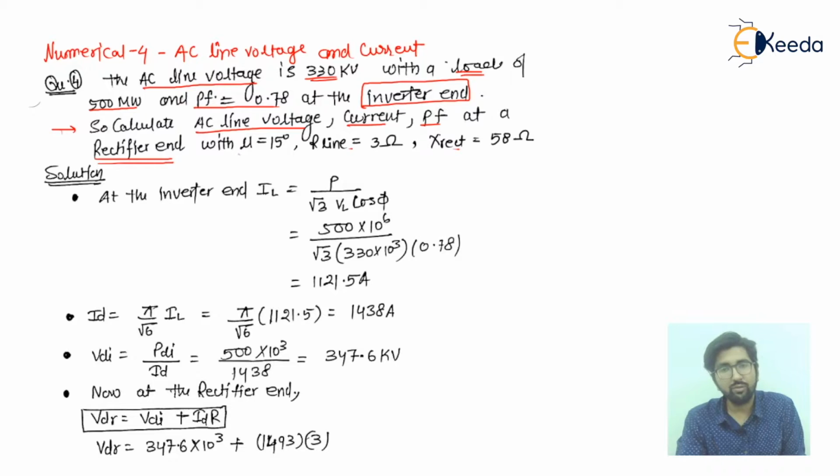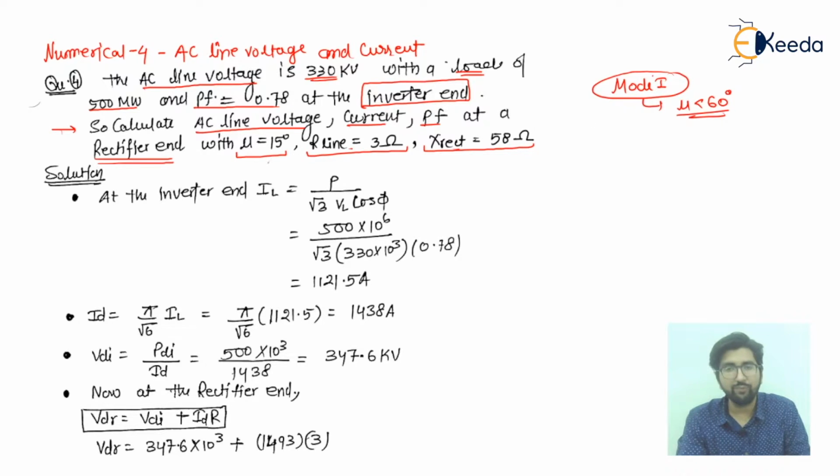Some values are given, which are defined as mu equal to 15 degree, R line equal to 3 ohm, and X rectifier equal to 58 ohm. So these things are given, and it is pretty much easier. But before going to that, what kind of mode is this? This mode is mode number 1, where you go for mu less than 60 degree. Because here mu is given as 15 degree, it is obviously going to be less than 60 degree. Now we will find them one by one.